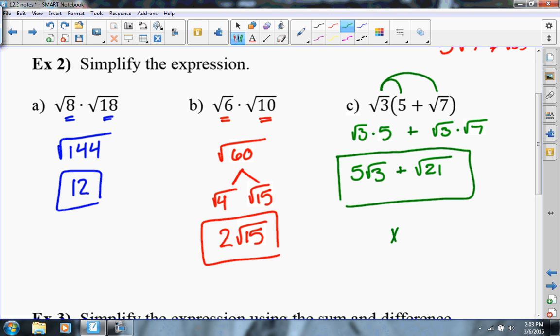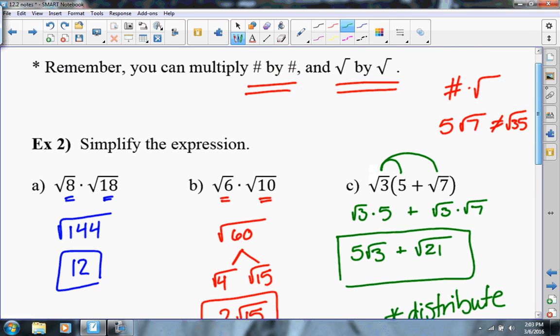So this type of problem here, where we see the distribution, this is a newer concept. Not that distribution is a new concept, but distributing with a radical, that's a new concept. So just remember that you can multiply a number by a number and a square root by a square root. But when you have a number times a square root, you just have to write them next to each other.